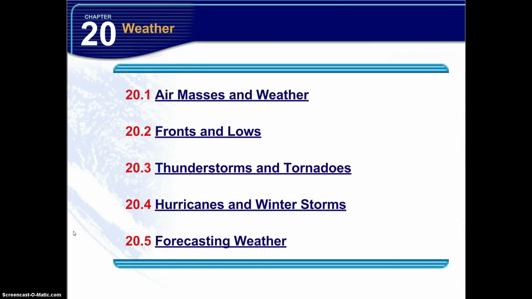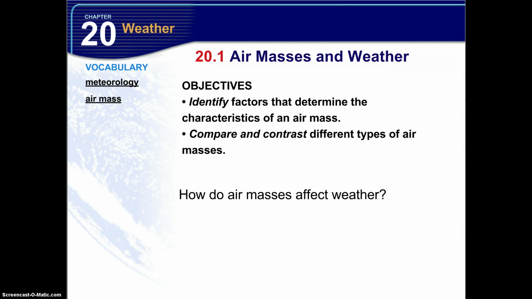Alright, here we go. Chapter 20. Air masses. Air masses and weather is 20.1. 20.2 is fronts and lows. 20.3 thunderstorms and tornadoes. 20.4 hurricanes and winter storms. And 20.5 forecasting weather.